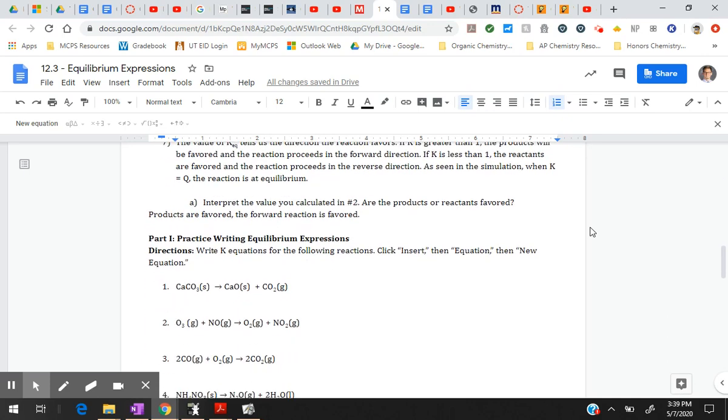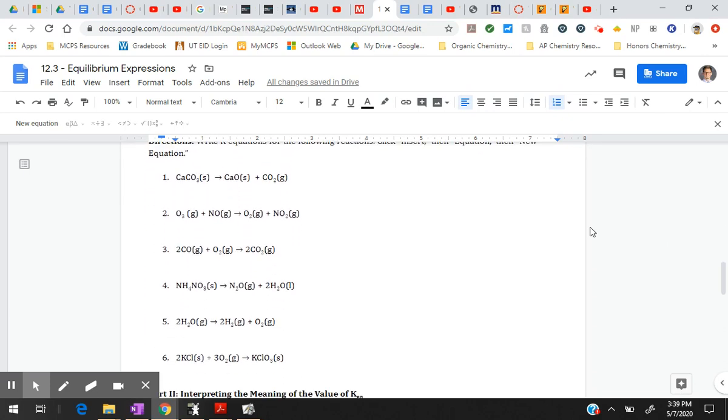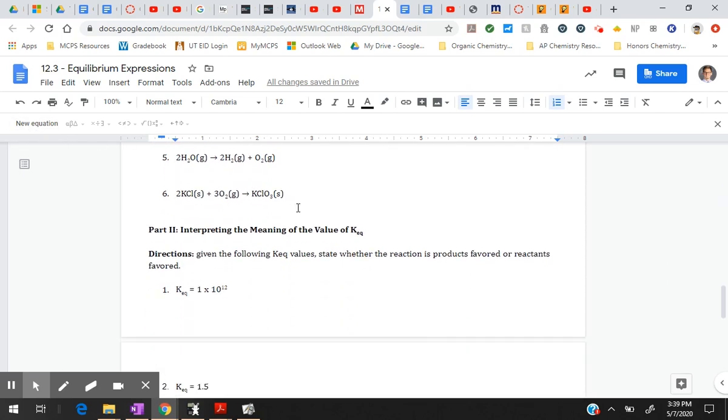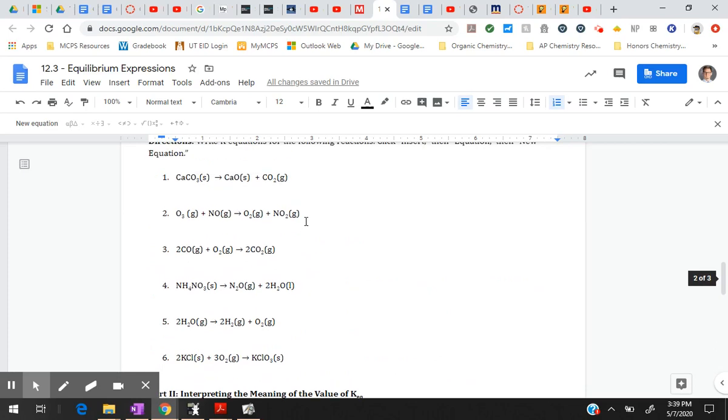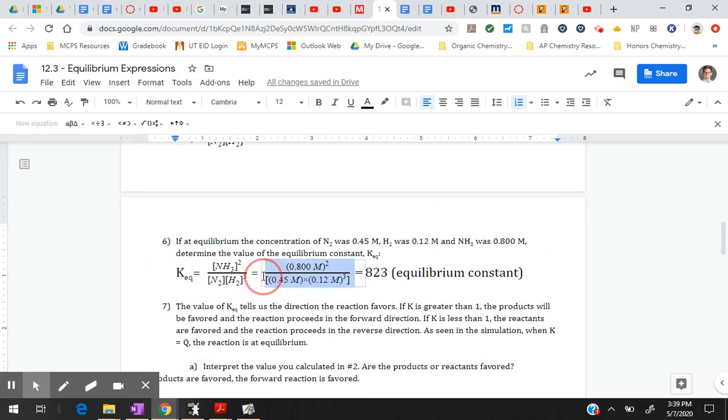All right. There are some practice problems here where you can go through and set up your equilibrium expressions. You can write them on paper and then upload them to the Google Doc, or you can use this equation editor. You have to interpret the value of some different K constants that are given to you, and then you also will have to plug in to an expression like this and solve and calculate a K constant or two. That is all for this lesson.